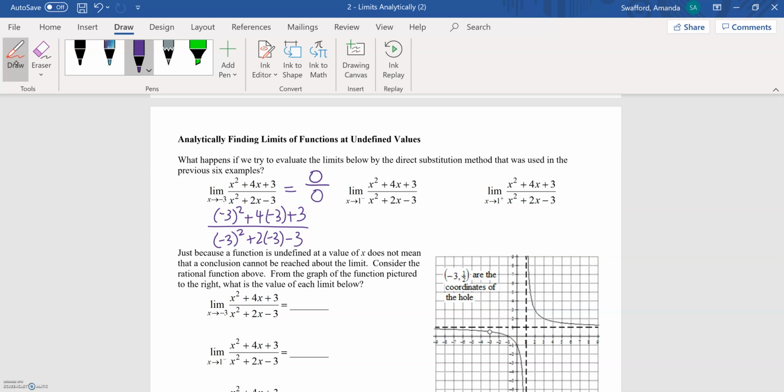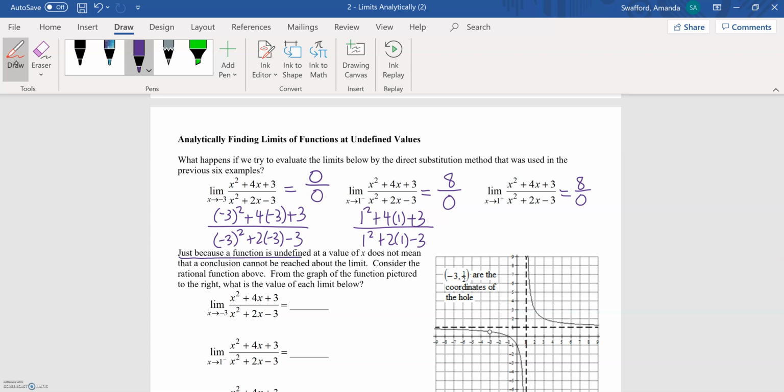Let's try this one. These are the same function, this, the second one and the third one, and we're plugging in 1. Even though it's from the left, we're going to still plug in 1. So it'll be 1 squared plus 4 times 1 plus 3, and then 1 squared plus 2 times 1 minus 3. For this problem, we're going to get 8 in the numerator, and oh man, in the denominator we're going to get 0, and that's a bad thing. Over here, since it's the same function and we're still plugging in 1, we're going to get the same outcome. So all 3 of these produce a 0 in the denominator.